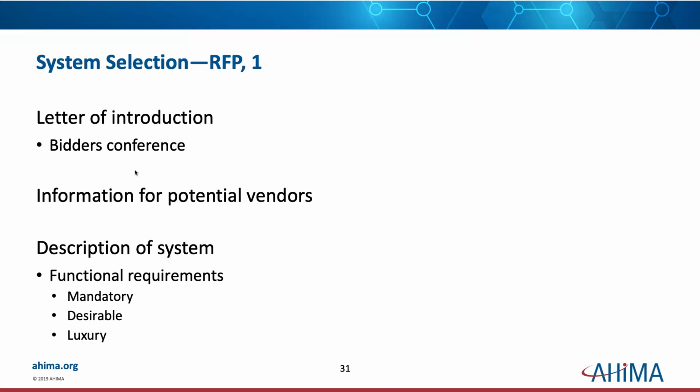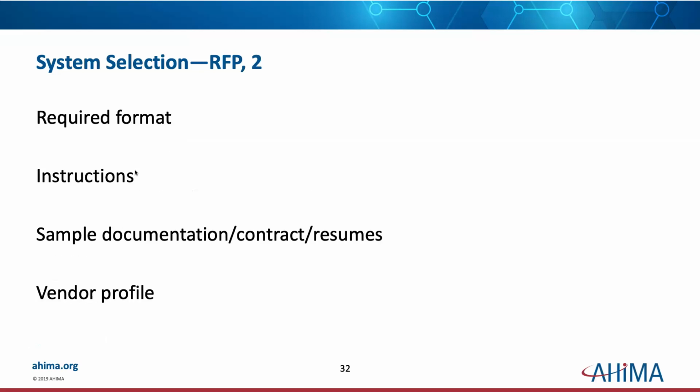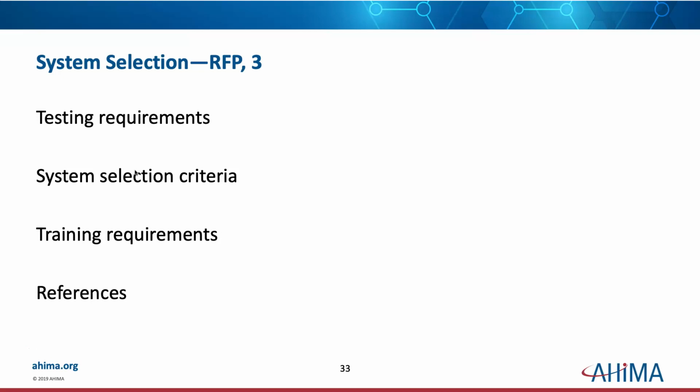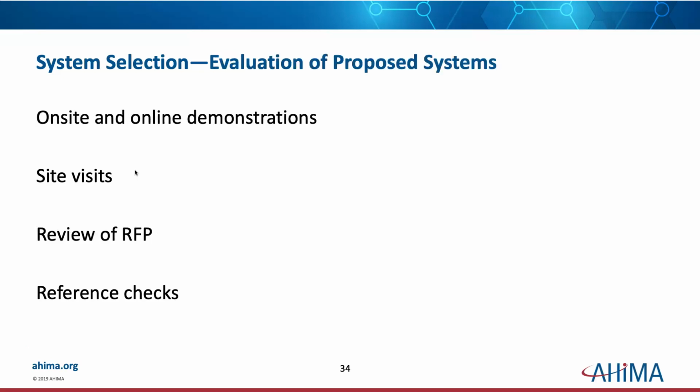You may have a letter of introduction. You may have information for potential vendors, description of systems. You know, if they come on site, and this is bidders conference, but pretty much if they come on site, you want them to go over their system, talk about formats, instructions, give you examples, provide profiles of their company and their products. Are there any testing requirements, some selection criteria, training requirements? You're looking for all those elements.